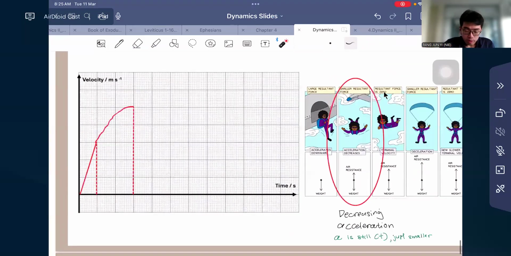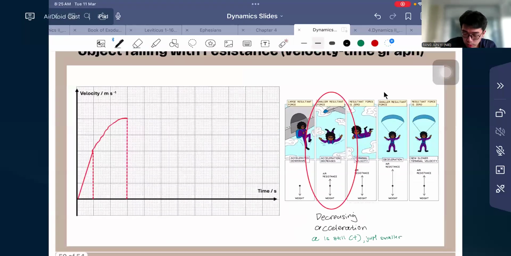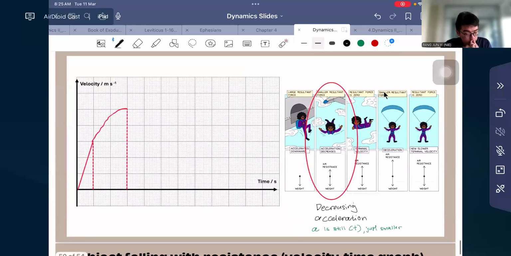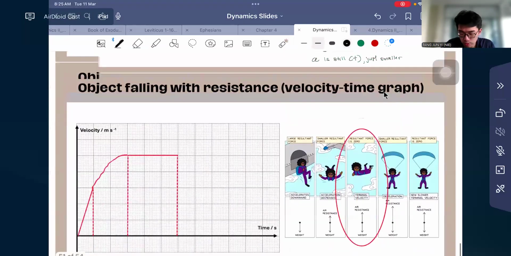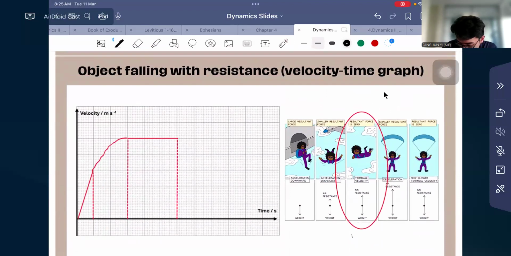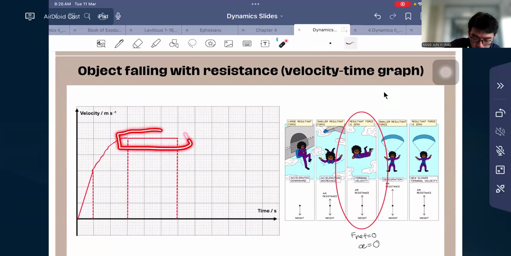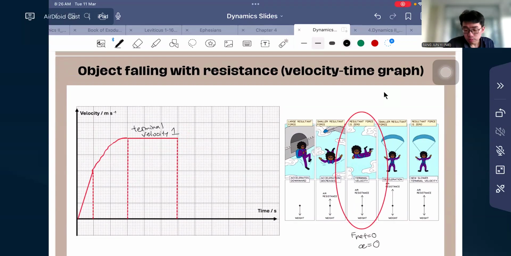And then we slowly move towards resultant force equal to zero. Once the resultant force is equal to zero, so F net equals zero, a will be equal to zero, and therefore this is why your velocity remains constant here. This will be your terminal velocity, terminal velocity one.